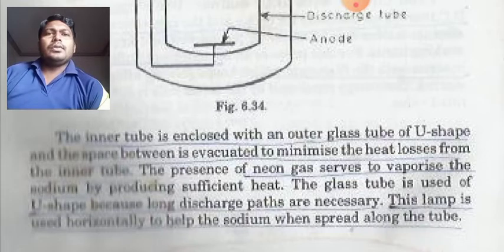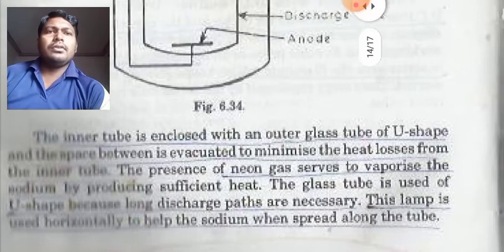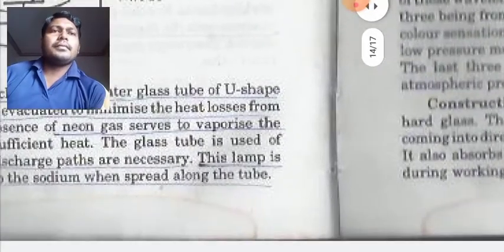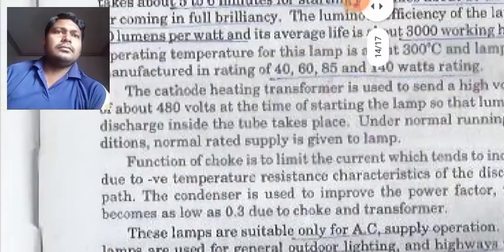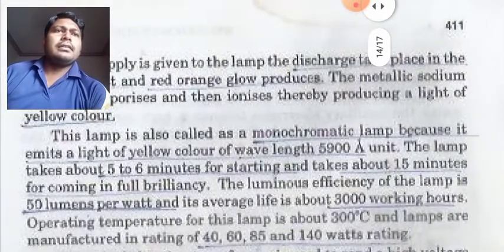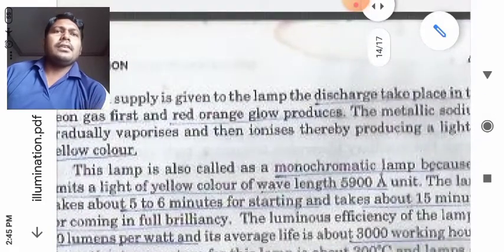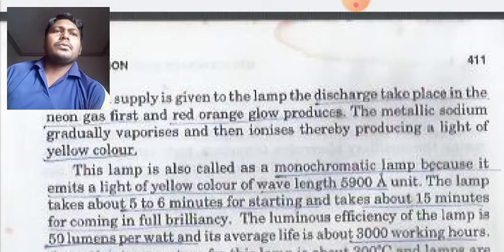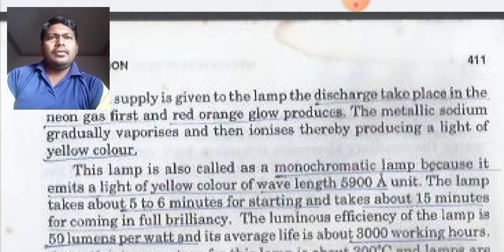This lamp is used horizontally to help the sodium spread along the tube. So it has to be used horizontally. When supply is given to the lamp, the discharge takes place in the neon gas first, and a red-orange glow is produced. The metallic sodium gradually vaporizes and then ionizes, thereby producing light of yellow color.